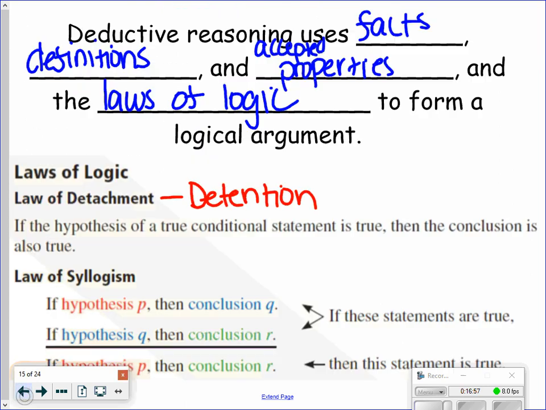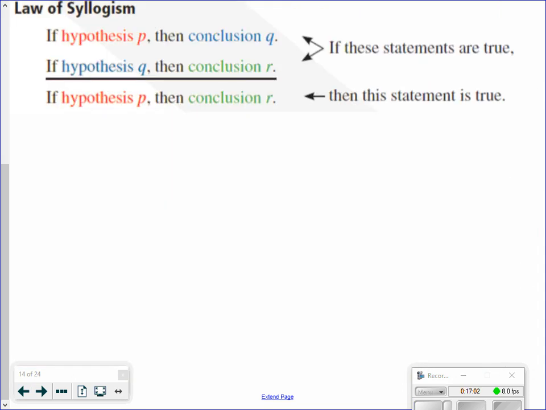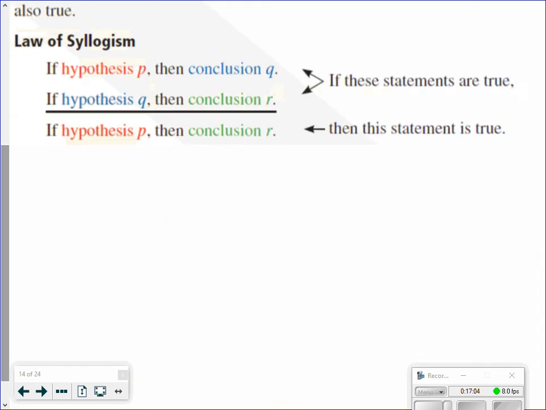Okay, I'm going to go back to the law of syllogism. So if you wrote this down already, I want you to add this in there. If the hypothesis P, then conclusion Q. If hypothesis Q, then conclusion R. Then you can conclude, this is going to be your final answer, if the hypothesis P, then the conclusion is R.